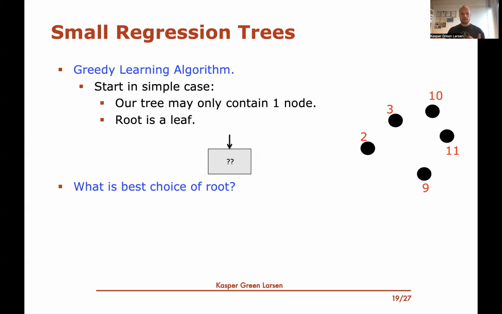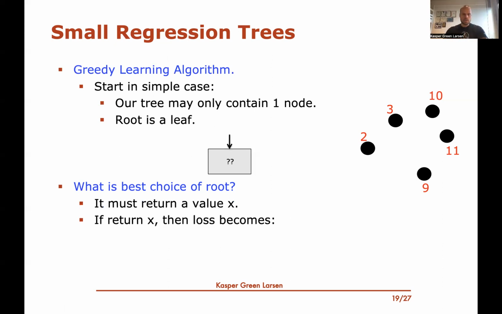What we started by looking at is, what if we just have a leaf? What values should we return? What is the best choice? If we have a leaf, it has to return a value. You don't have any more questions to ask, so you have to output some value x. Now you can look at what the loss becomes on this data if we return the value x.